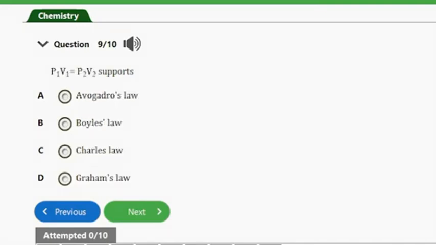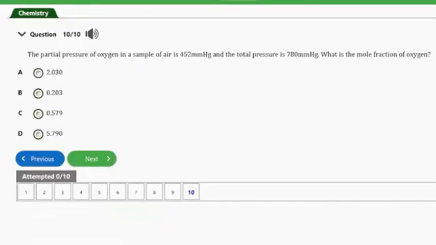Question number 9. P1V1 is equal to P2V2 supports: A, Avogadro's law, B, Boyle's law, C, Charles' law, D, Graham's law. So guys, I see this to be more like a bonus, and I believe you already know the answer to this question. That's Boyle's law. So let's go ahead and consider the next question, and that's the last question for this video.